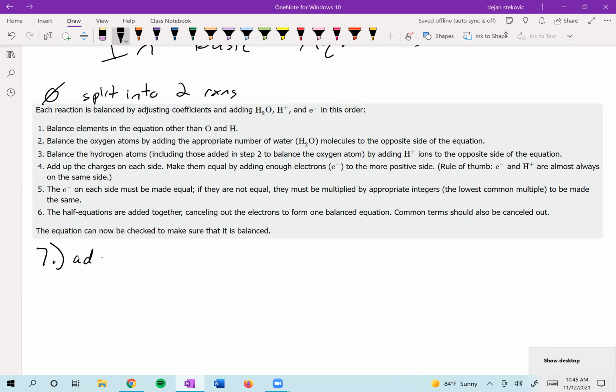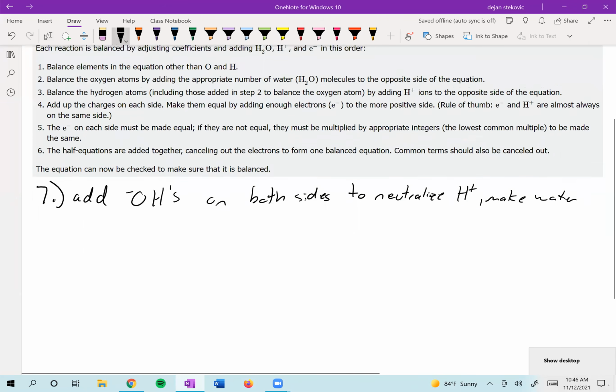So what we need to do is add hydroxides on both sides to neutralize the H plus and make water. And then, of course, cancel out. So let's go ahead and take a look at an example.